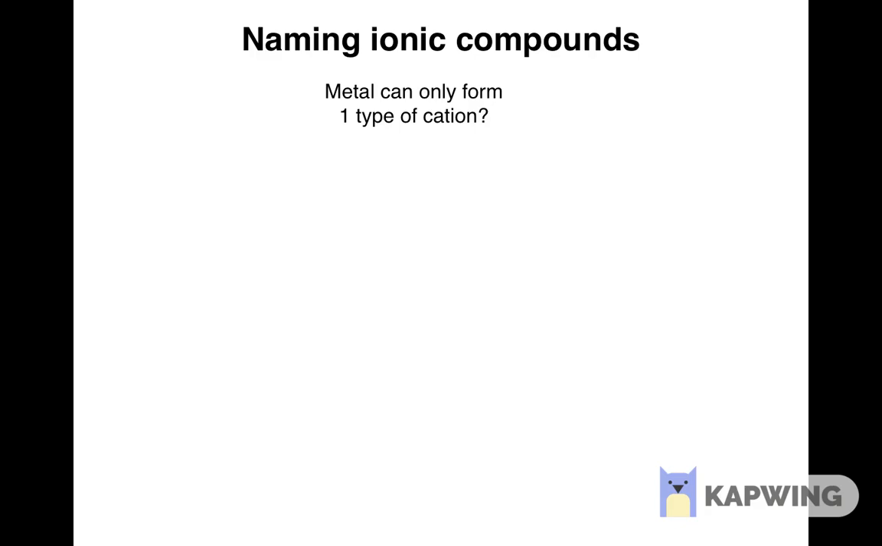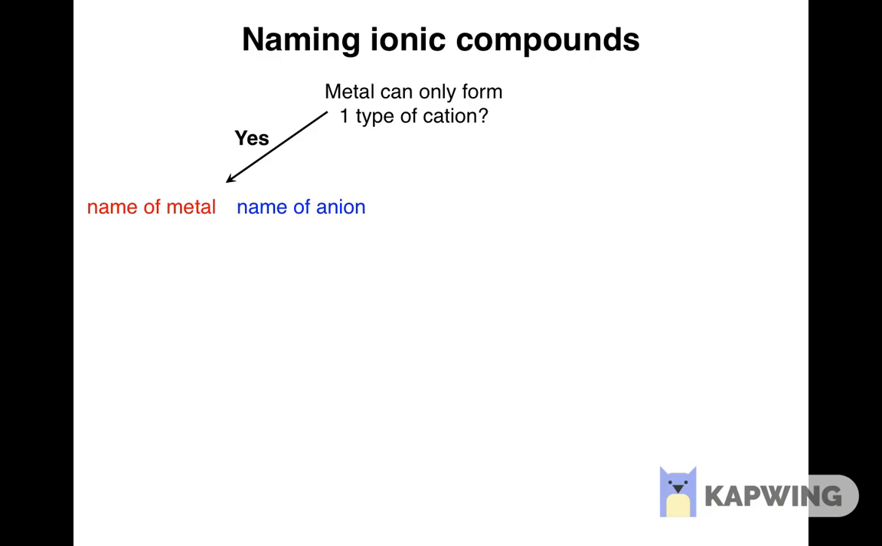If the metal only forms one type of cation, then the name of the ionic compound has the following structure: name of metal plus name of anion. If the anion is a single element, a nonmetal or halogen, then the name of the anion is simply the name of the element modified so it ends in "ide".